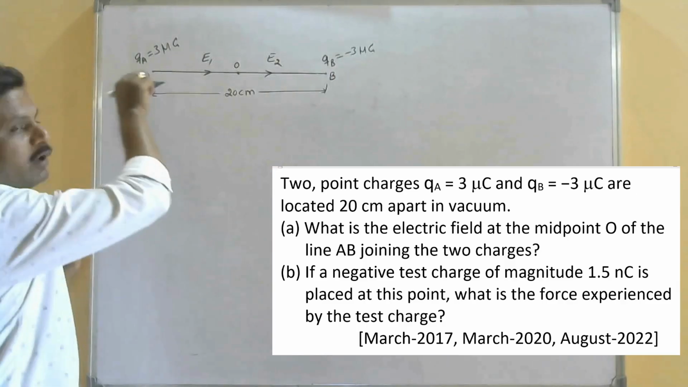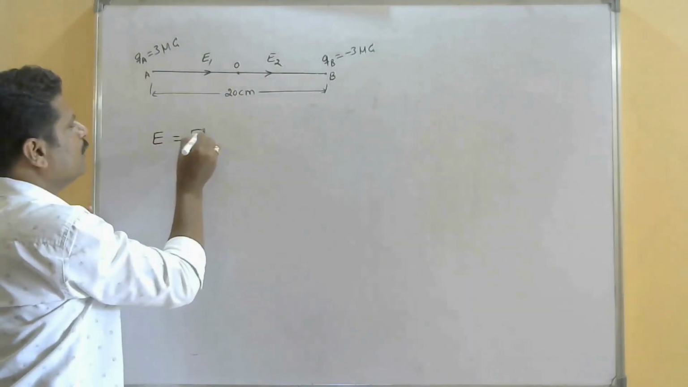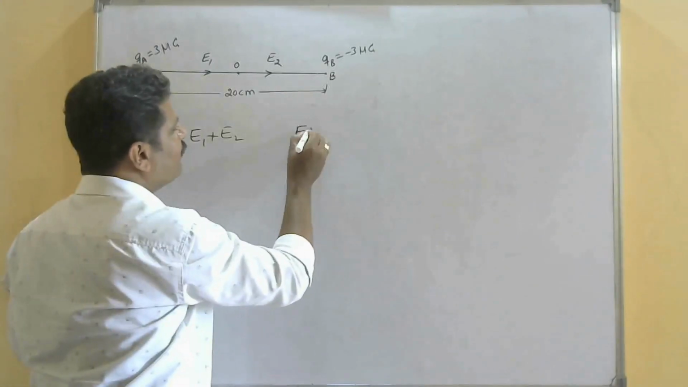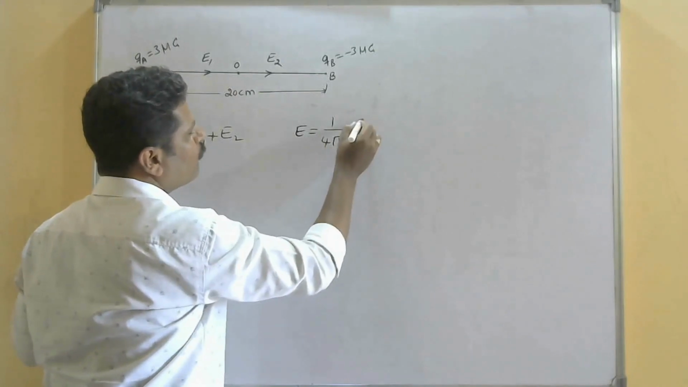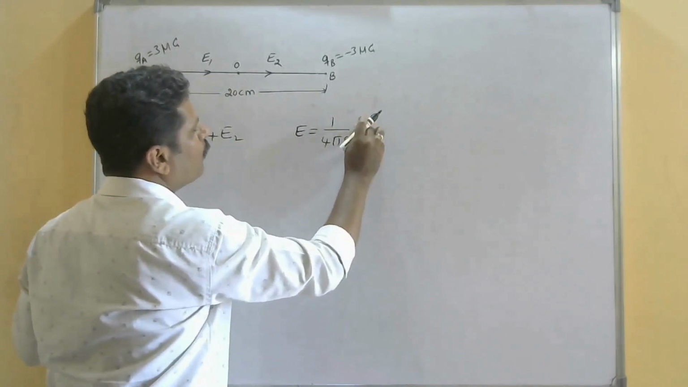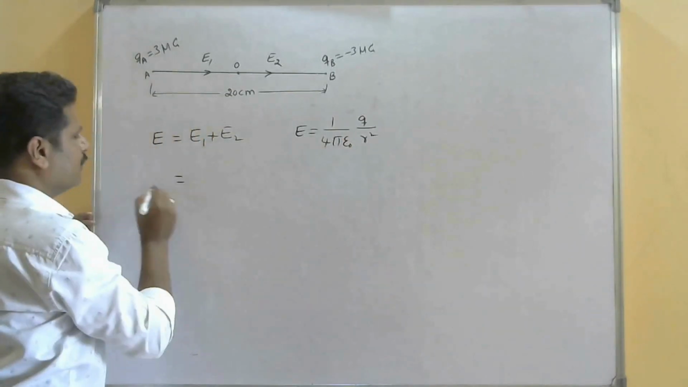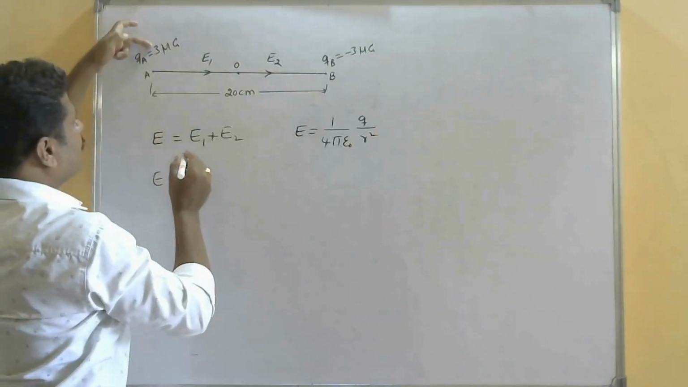Now these two are acting in the same direction, so the net electric field at O equals E1 plus E2. We know that the electric field due to an isolated point positive charge is 1 by 4 pi epsilon naught Q divided by R square. If I substitute here, E1 is due to the charge Q1, that is 3 microcoulomb.